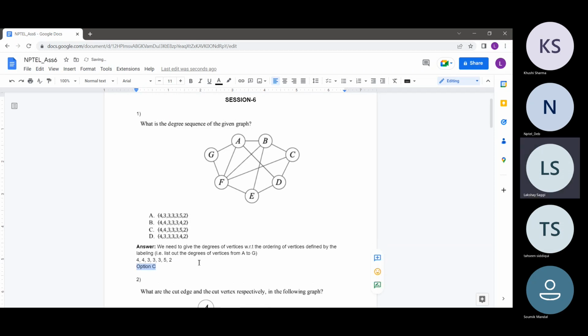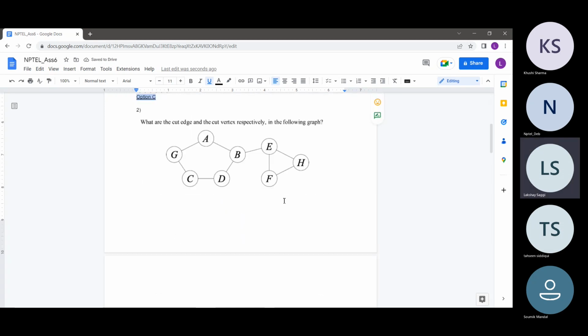This was a straightforward question based on the basic definition of degree sequences. Nothing too difficult, but I guess we should still try out these sorts of questions. So we actually know how to write out the degree sequence of a graph. So let's come to the second question then.